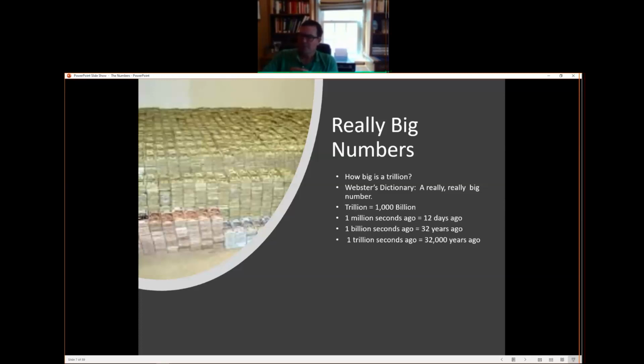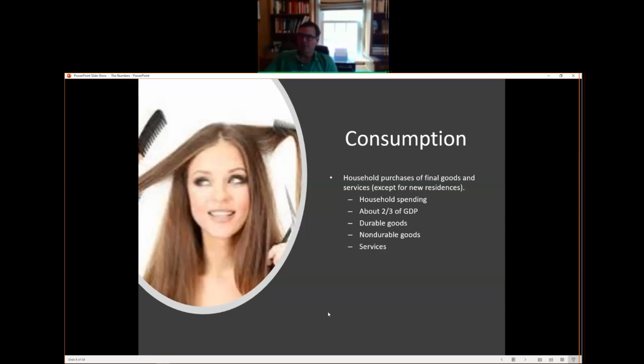Yeah, Victor gave us how many zeros there are. Take 3 off, you get a billion. 3 more off, you get a million. So it's 1,000 times. Trillions are 1,000 times a billion, even though billions are big. So consumption is the biggest category in our GDP, 2/3 of it.